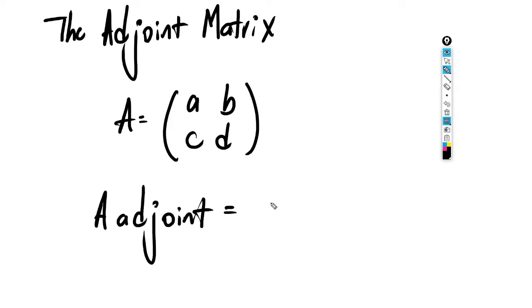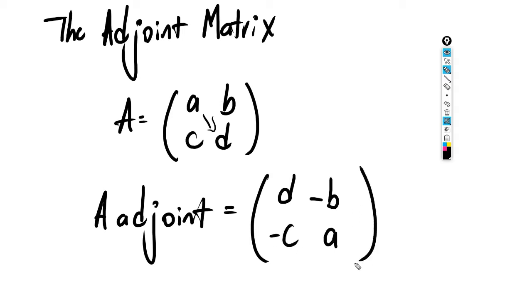All you have to do is switch the two numbers in the main diagonal, in this case D and A, and put a negative sign on the other diagonal. So that's negative B and negative C. And this is A adjoint. Not hard at all, pretty simple. Let's do three simple examples, because it's always good to do three examples.